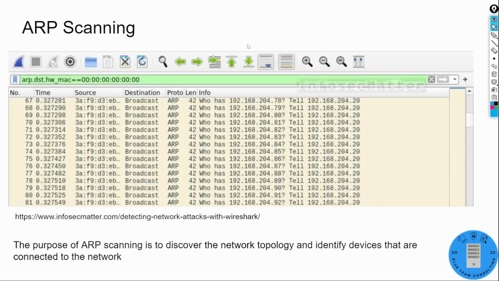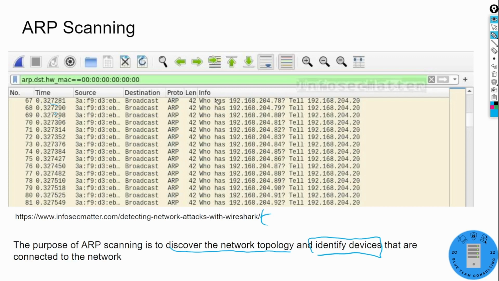All right, ARP scanning. The purpose of ARP scanning is to discover the network topology and identify devices that are connected to the network. So ARP scanning, port scanning, I definitely wanted to cover these. Again, make sure you check out the resources that I'm posting here for where these nice screenshots of Wireshark are coming from, and be sure to read their blog posts. The time, crazy, down to hundreds of milliseconds here. We're not even at 1 second yet.